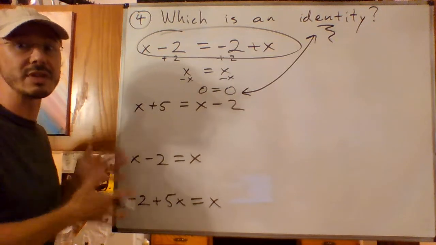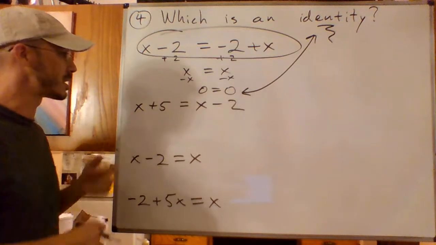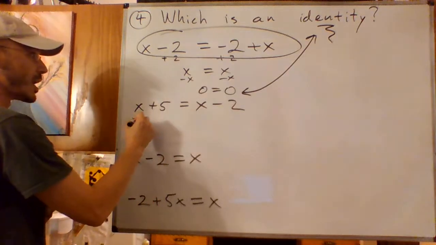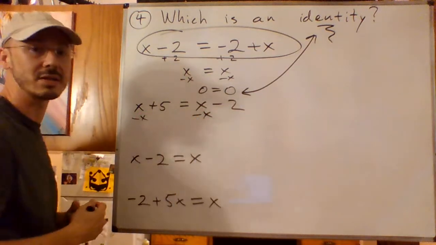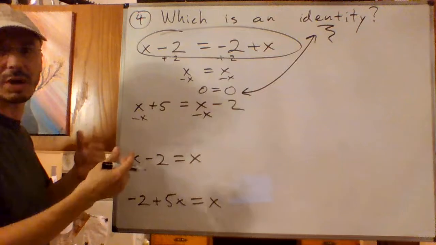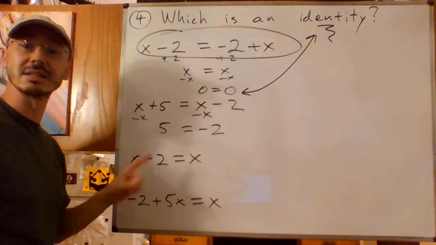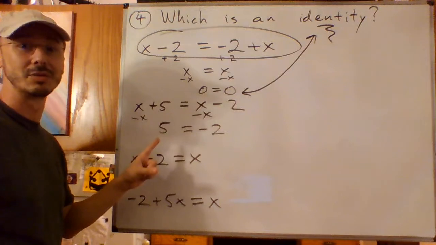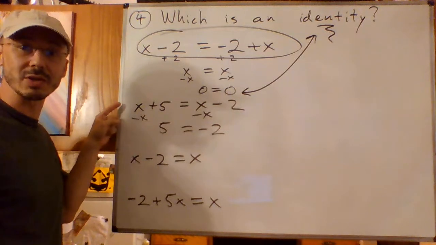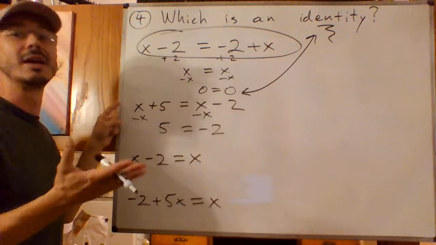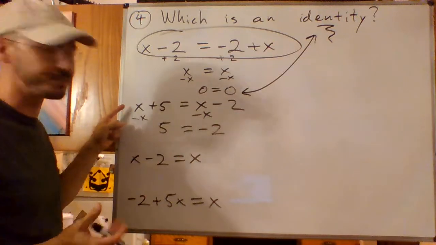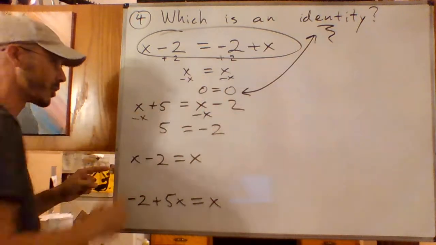It's possible that one of these could be, but they're not. And let's see why. With this one, I'm going to subtract x from both sides to do this one quickly. So what's left is 5 over here and negative 2 over here, and that is not true. But it came from this equation, which means this equation has no solution. It's a contradiction. So that's not the one that we're looking for.